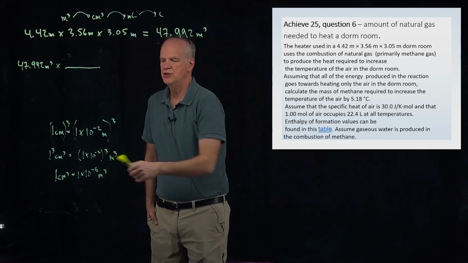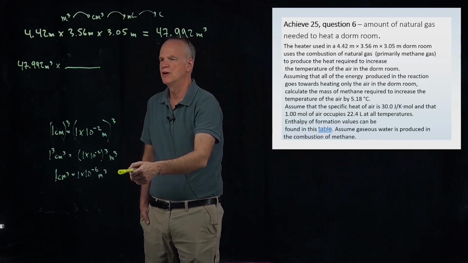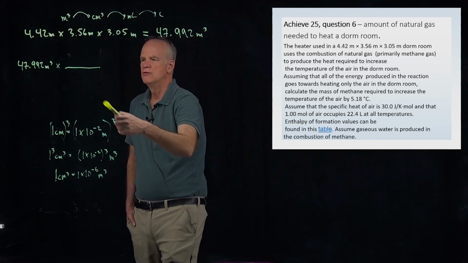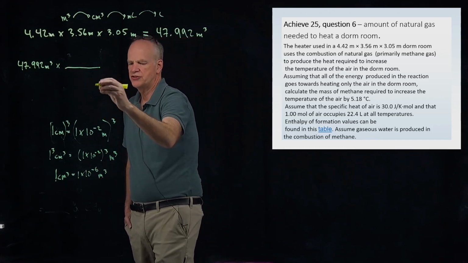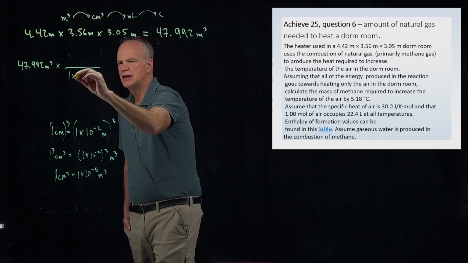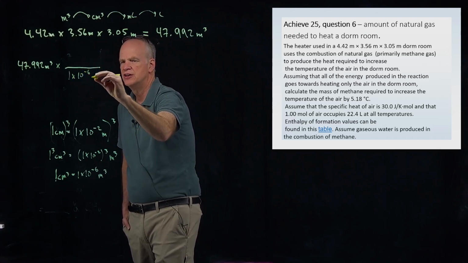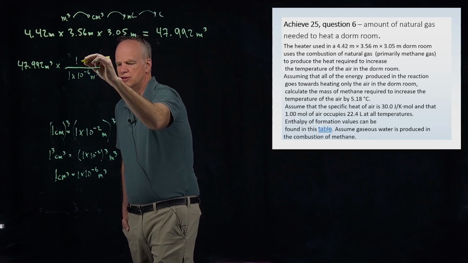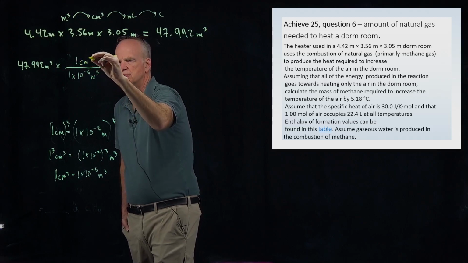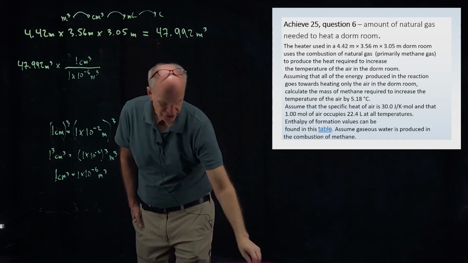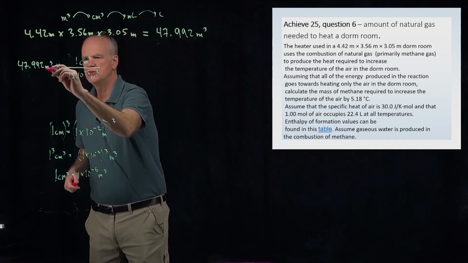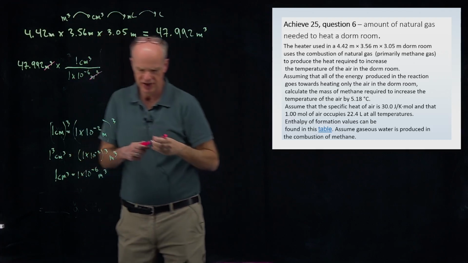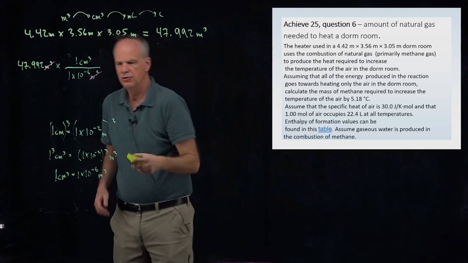Okay. And so here, I'm hoping you can sort of figure out what fraction to write here. And so what we want is the meters cubed to cancel out. So it's going to be 1 times 10 to the negative 6 meters cubed, and then over on the numerator 1 centimeters cubed. So that's pretty good so far. And so you can see the meters cubed cancels out, and now we have an answer in centimeters cubed. Okay, so what do we do next?